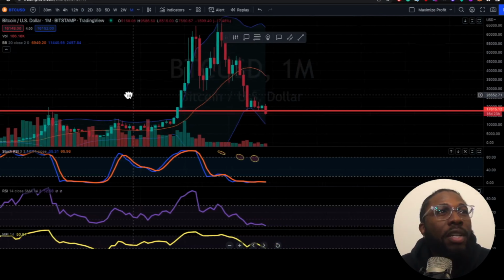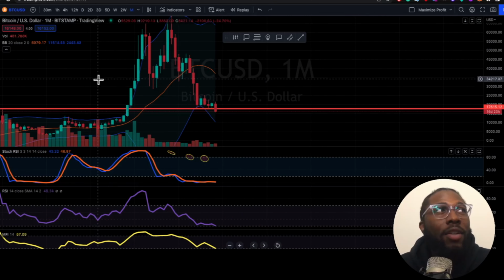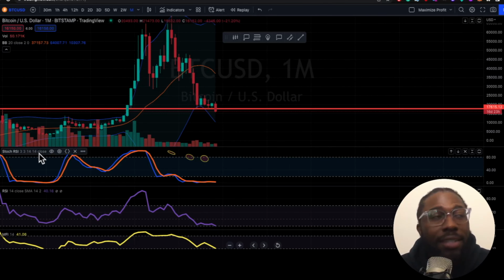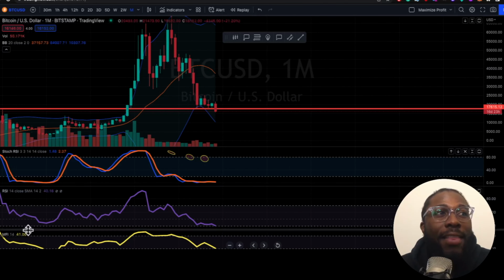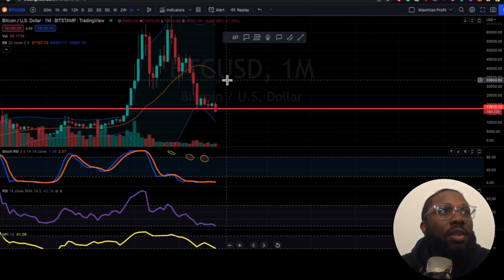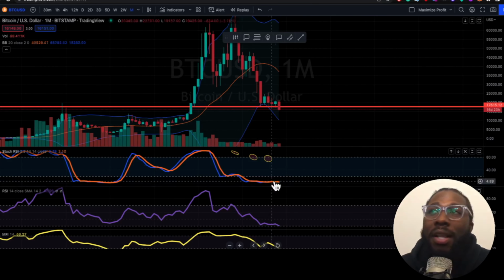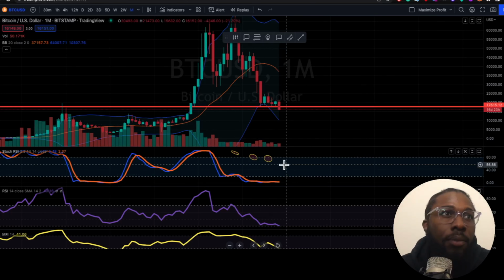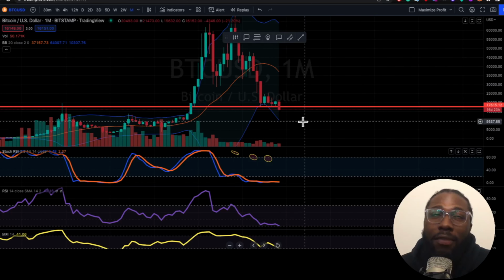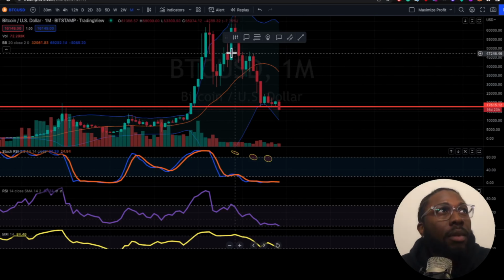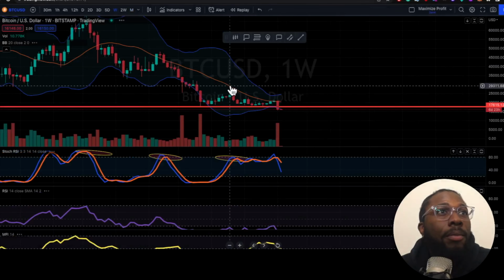All right, so on this particular chart that you see here, we have the following indicators. We have the Bollinger Bands, Stochastic RSI, the RSI, and the MFI. All right, so on the monthly, we can see that we are in that oversold territory, which is a good sign on the monthly if you are an investor. Let's go to the weekly chart.